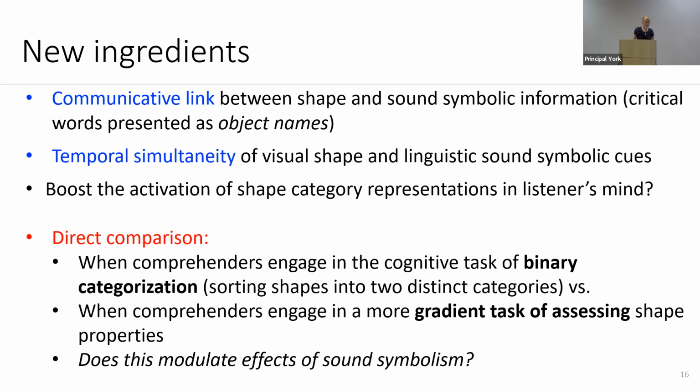Or are they engaging in a more gradient task of assessing how sharp or how round a particular object is? And because we'll be using the same stimuli for both, we're in a good position to compare whether the different cognitive tasks have an effect. So do they modulate the effects of sound symbolism?